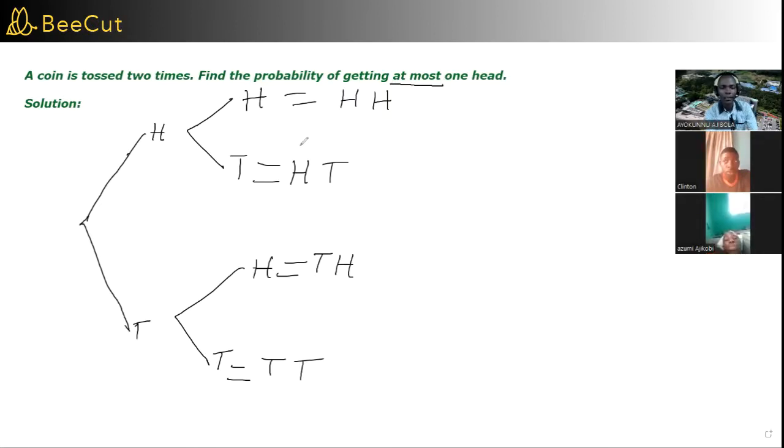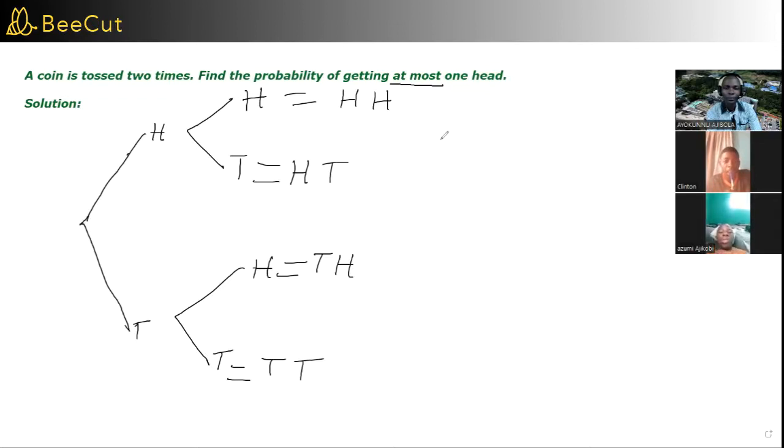If I say there are lollipops in the room, and the most number you can take in a day is 1. At most, you take 1. So how many are you supposed to take in a day? 1. So what's the probability when I say find the probability of getting at most 1 head?